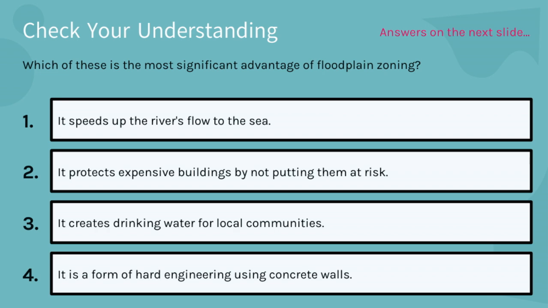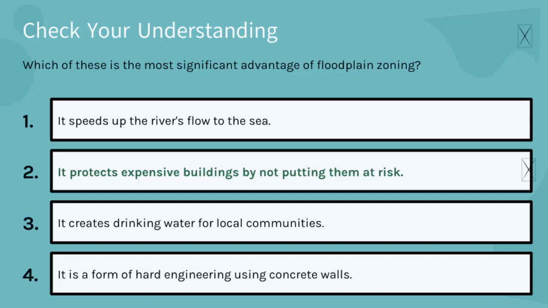Floodplain zoning is about land use planning. It is not about making the river faster, and it is not about building concrete structures. So which option best explains its main advantage? The correct answer is 2. It protects expensive buildings by not putting them at risk.